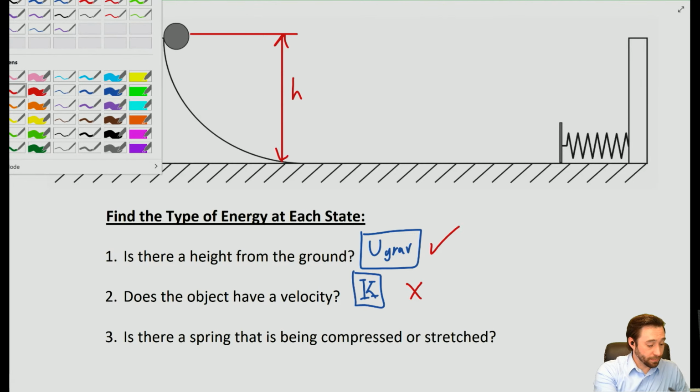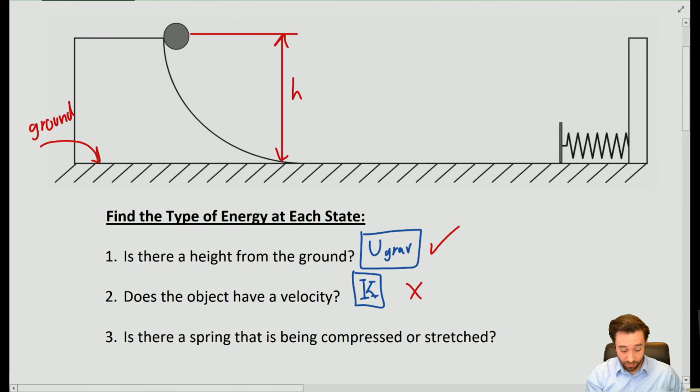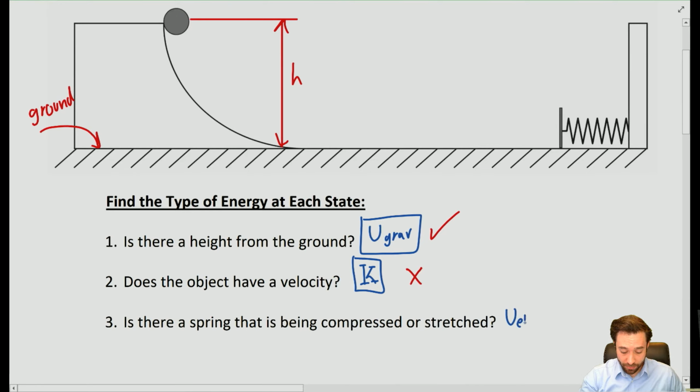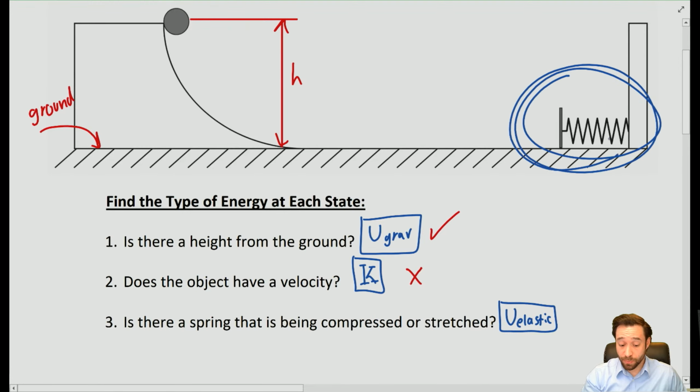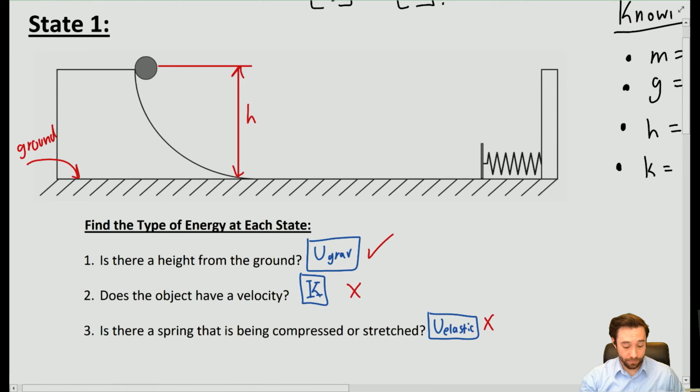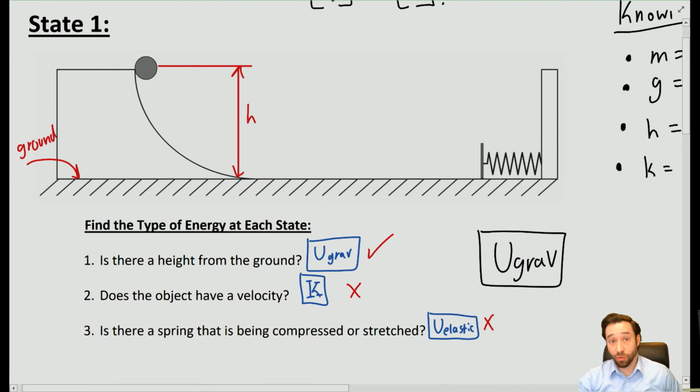And then lastly, the third question: is there a spring that's being compressed or stretched at state 1? This is dealing with U elastic. As you can see, the spring is not being compressed or stretched. So no, there is no elastic energy present at state 1. Is there any confusion about that? So at state 1, we have gravitational potential energy. Any questions so far?